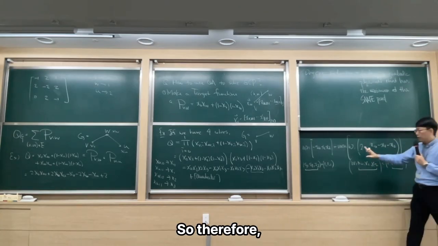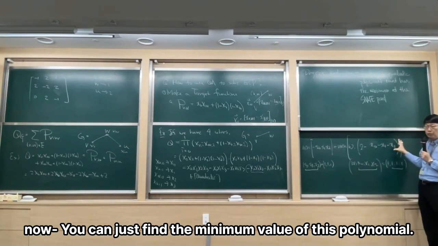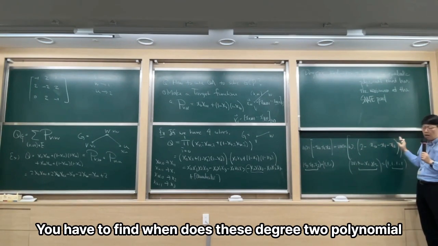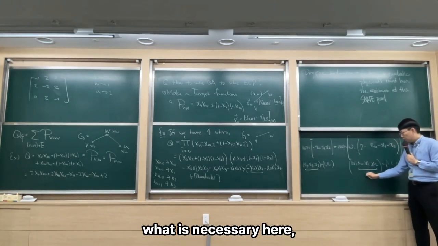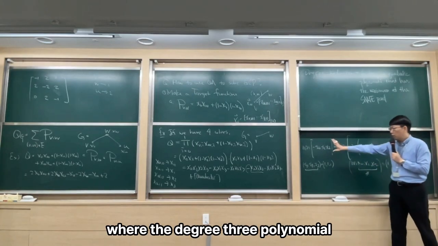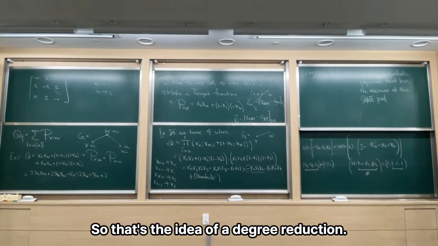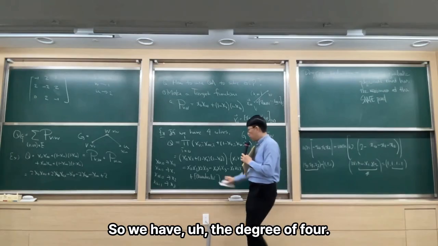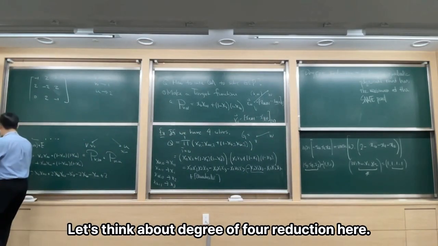So therefore, now you can just find the minimum of this polynomial. I mean, not the value. You have to find when this degree 2 polynomial attains its minimum, and then you only retrieve what is necessary here, and you can expect that this is the point where the degree 3 polynomial is minimum. So that's the idea of a degree reduction. And I'll tell you one more example. So we have degree 4. Let's think about degree 4 reduction here.